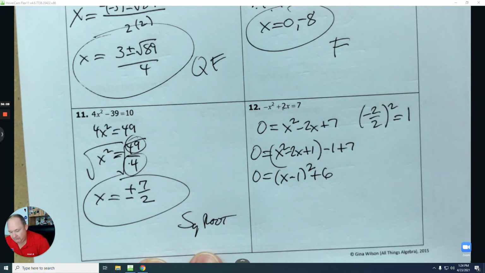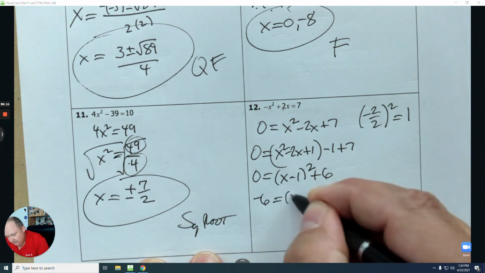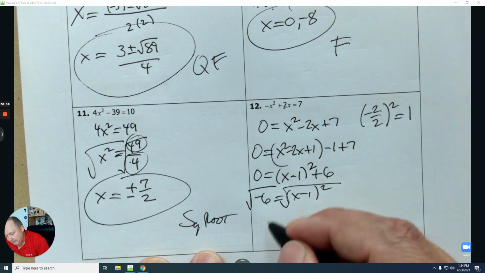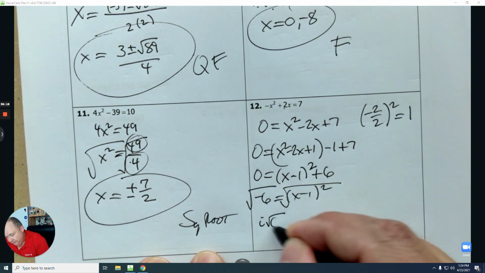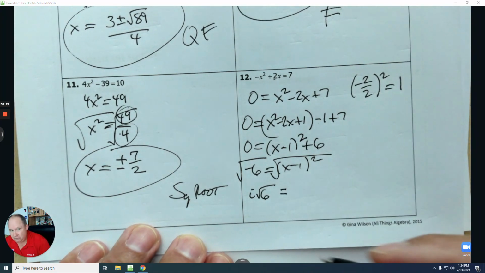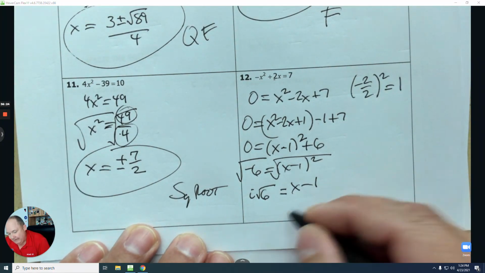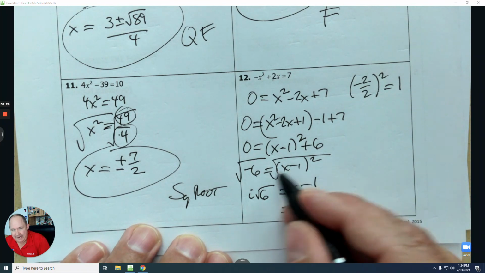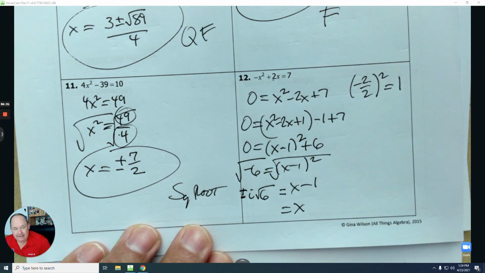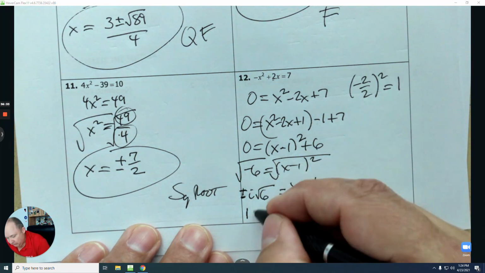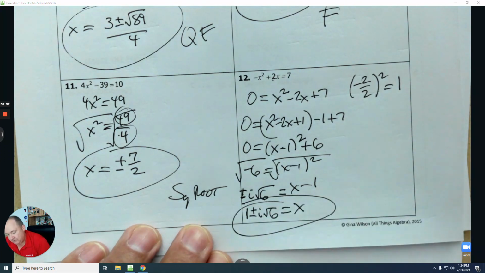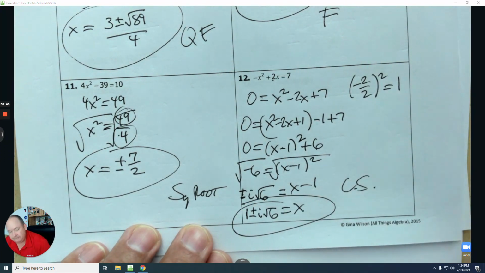And now I'm going to solve this. So I'm going to subtract 6. Whenever you take the square root of a negative number, the answer is imaginary. The square root of 6 is prime. I can't reduce it down. It's irrational. And then the last step to get x by itself is to add 1 to the other side. Oh, and make sure the answer is positive and negative. So our final answer is 1 plus and minus i root 6. Two complex solutions by completing the square.